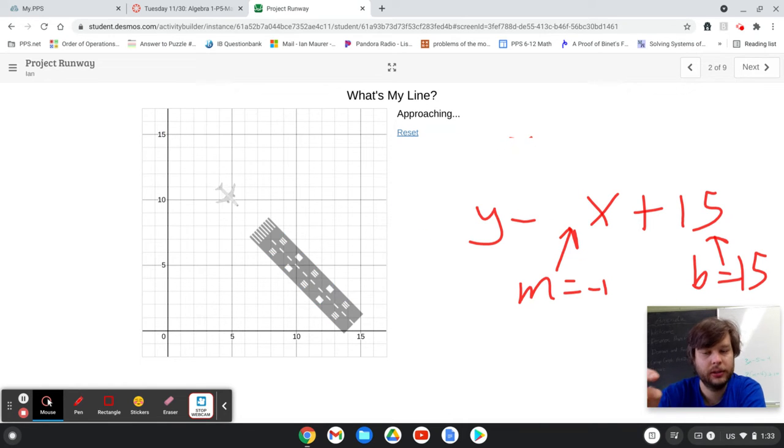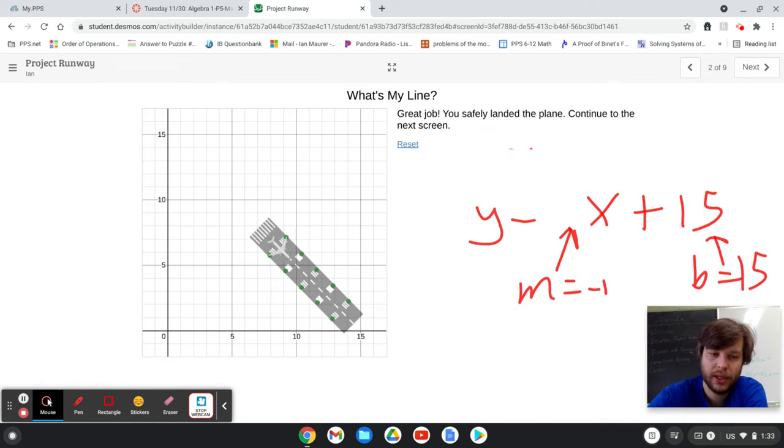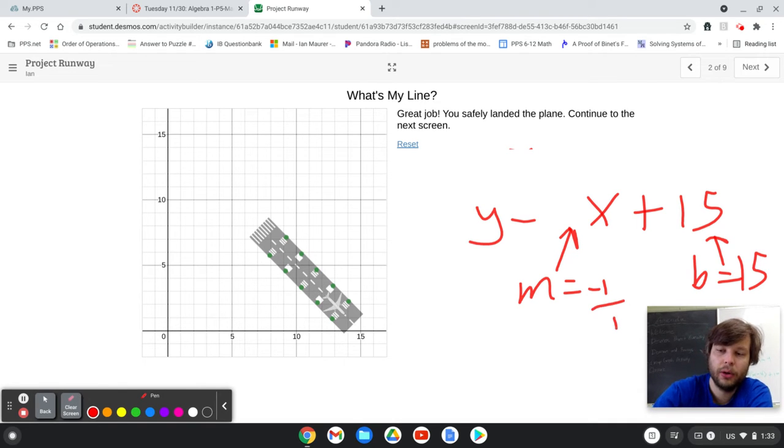over a box, down a box, over a box. That's the rise over run. That's what a negative 1 slope means. It's down 1 over 1. So now let's look at some of the challenges.